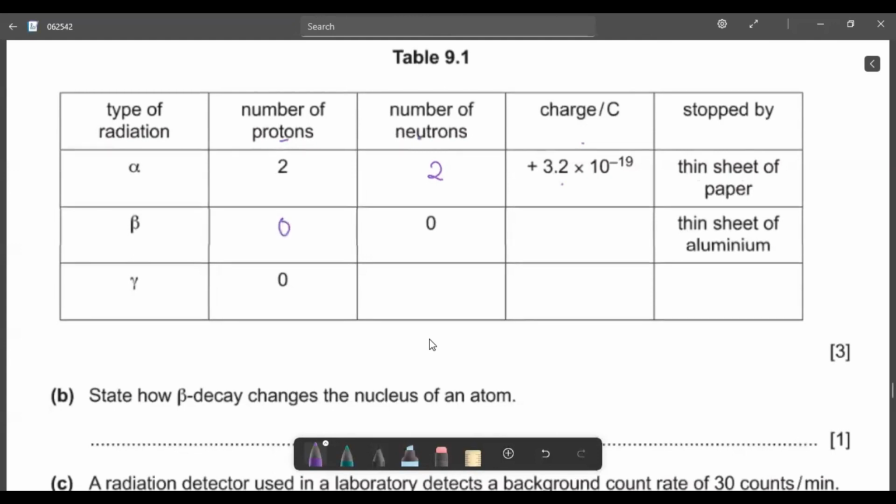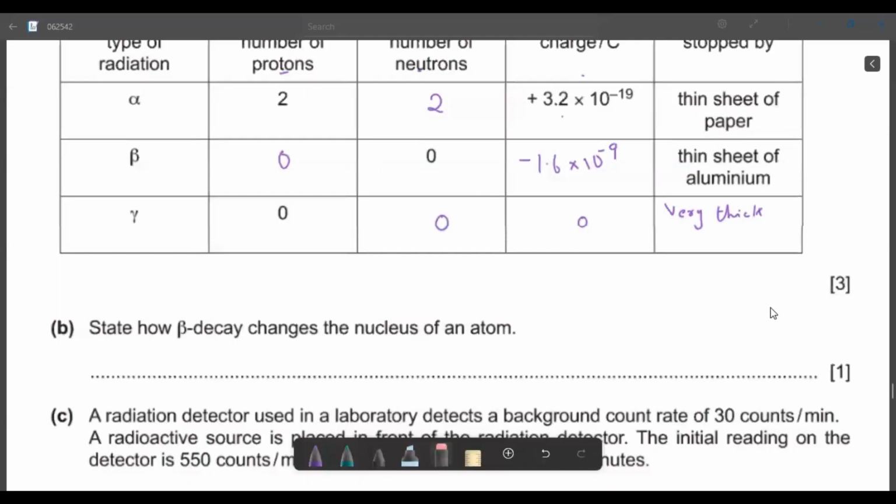Charge is given. In the case of beta particles, the number of protons is 0. The charge is negative, that is minus 1.6 into 10 raised to minus 9. It is stopped by a thin sheet of aluminum. For gamma radiation, number of protons 0, number of neutrons 0, and charge is also not there. It is stopped by a very thick concrete.